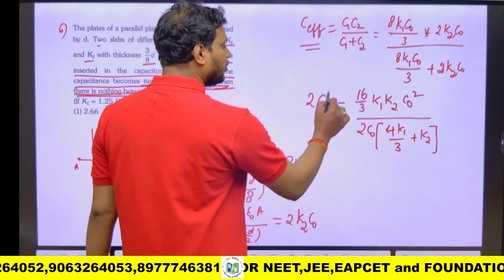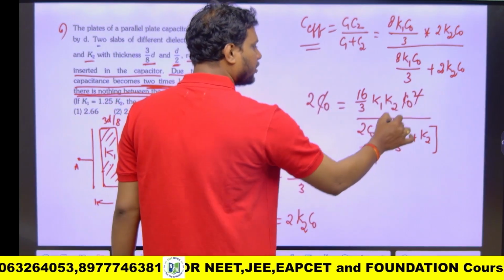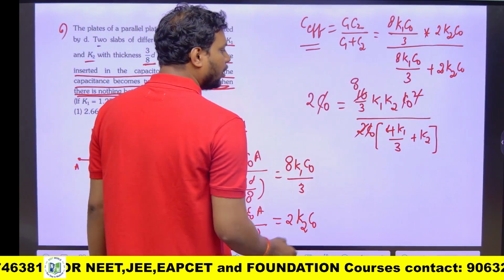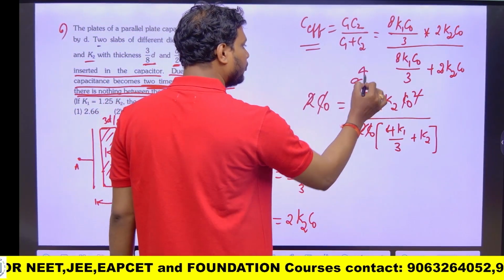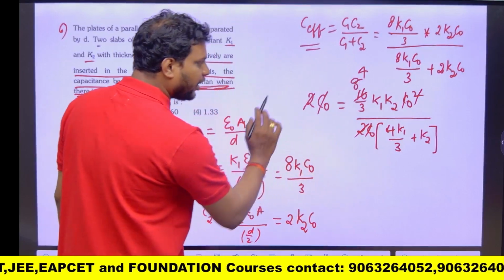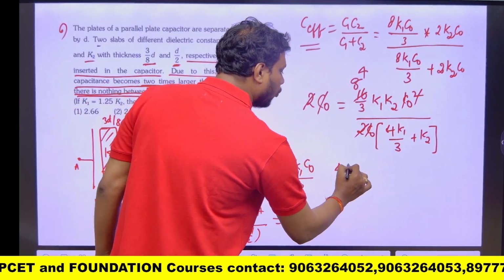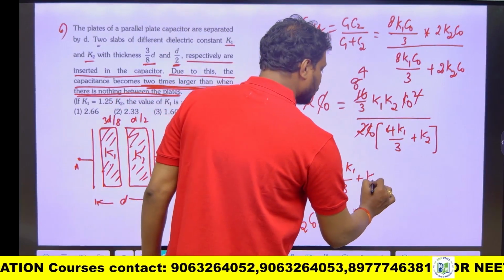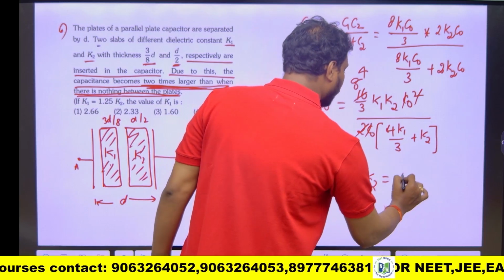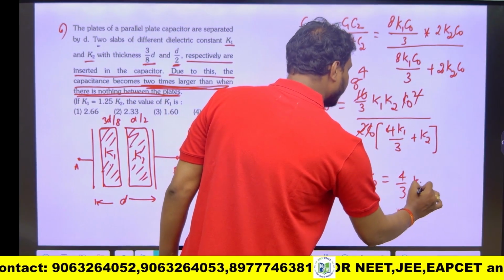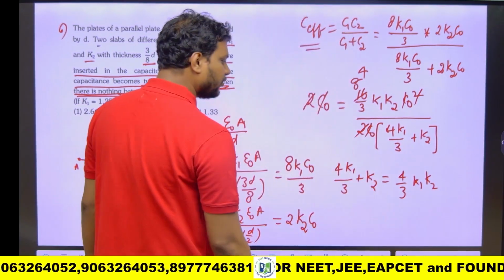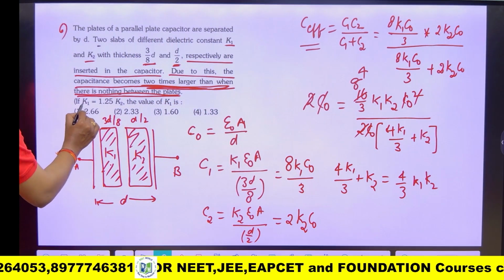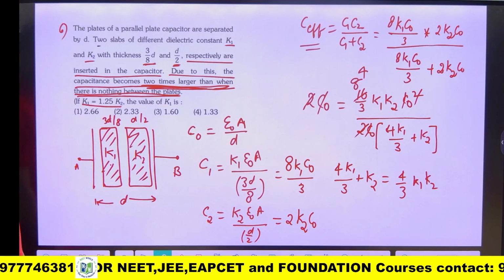Then we can cancel one C naught and C naught here, another C naught and C naught here, and you can cancel 2 ones to 8 times, and we can cancel 2 ones to 4 times. Therefore, I'll bring this to the left hand side. Then we can say 4K1 by 3 plus K2 is equal to 4 by K1 K2. So we can do the cancellation now. But here one more concept they have given, K1 equal to 1.25 K2. So I'll use the next slide.